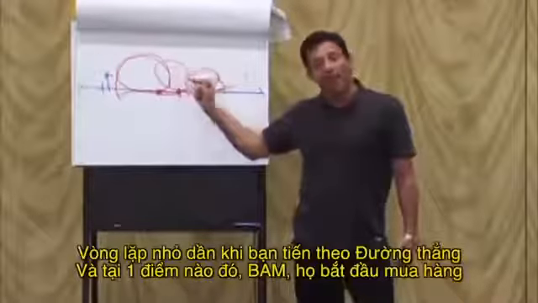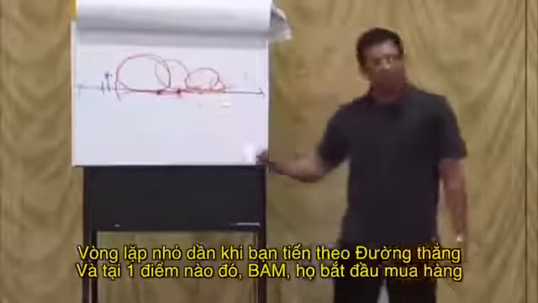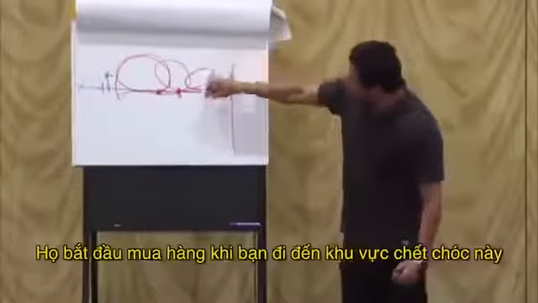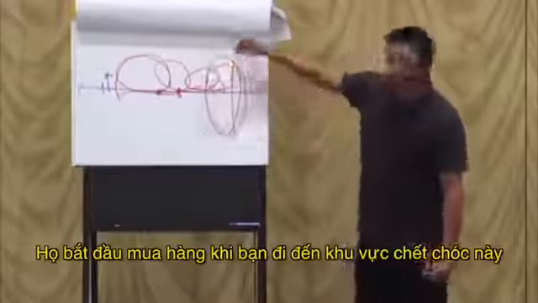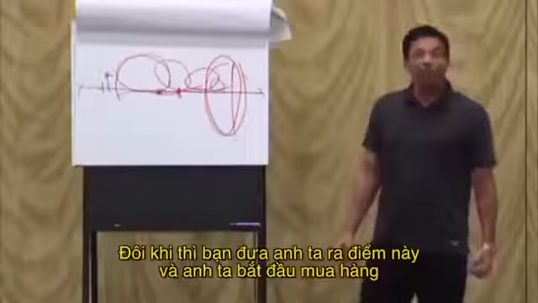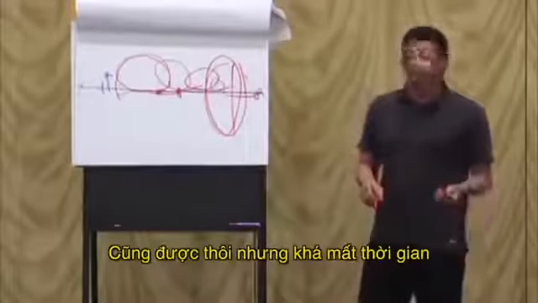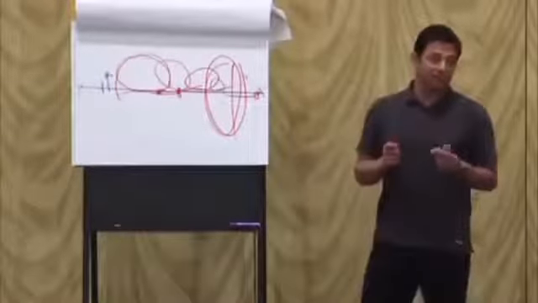And the loop gets tighter and tighter as you move down the line. And at a certain point in time, bam, they start buying. Happens usually in this kill zone right here. They start to buy. Once in a while, you take people to the very end and they finally buy. Those are really gratifying. They're also going to be a waste of time.